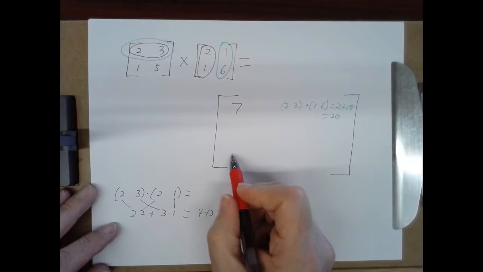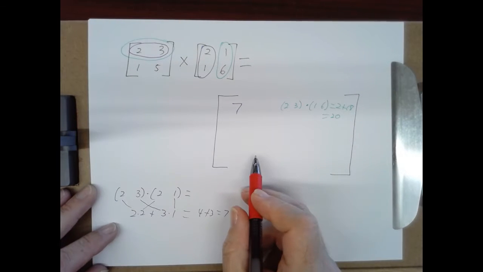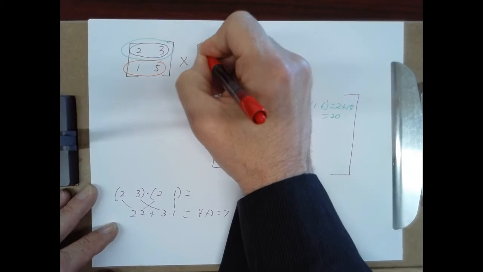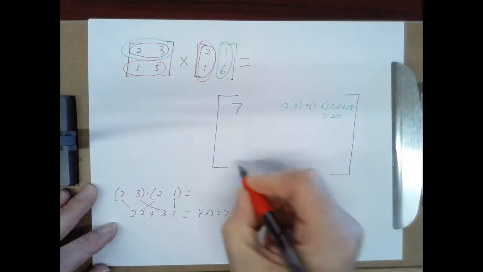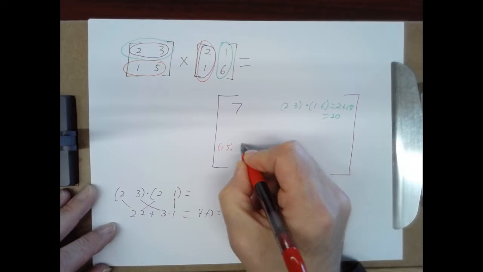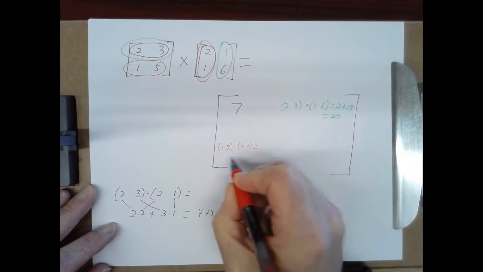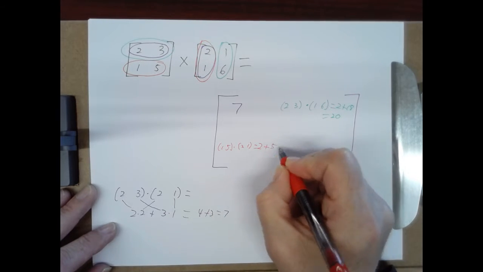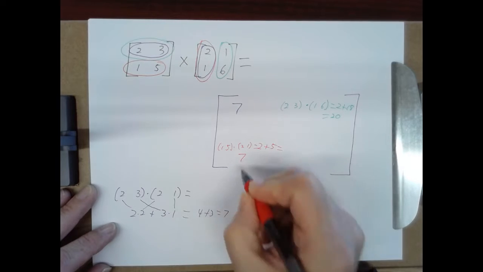If you want this element down here, that's the second row, first column. Take the dot product of the second row here and the first column here. So 1, 5 dotted with 2, 1 is 1 times 2 is 2. 5 times 1 is 5. That's just a 7.